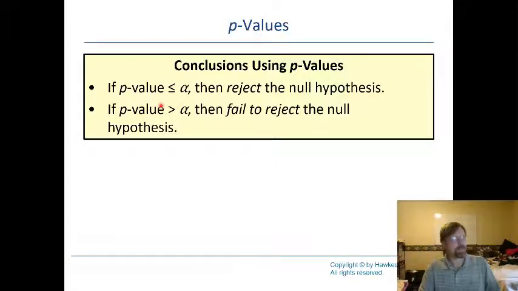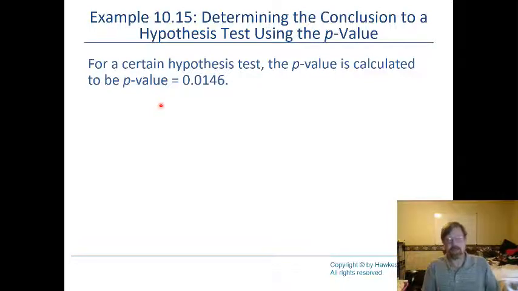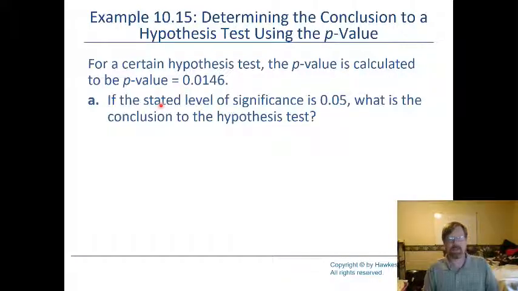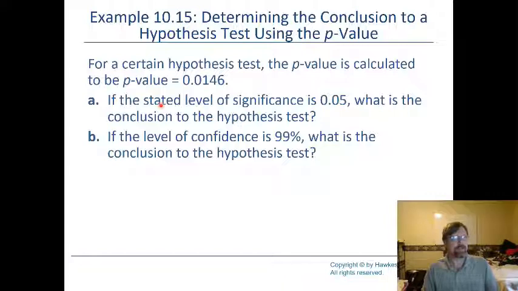So for some hypothesis test, we don't know what, we have a p-value of 0.0146. If our level of significance is 0.05, what is the conclusion for this hypothesis test? If we're after a 99% confidence level, again, the confidence level and the significance level together add up to 1. So a 99% confidence level gives us a 1% significance level, or alpha equals 0.01. What is the conclusion at a 99% confidence level?